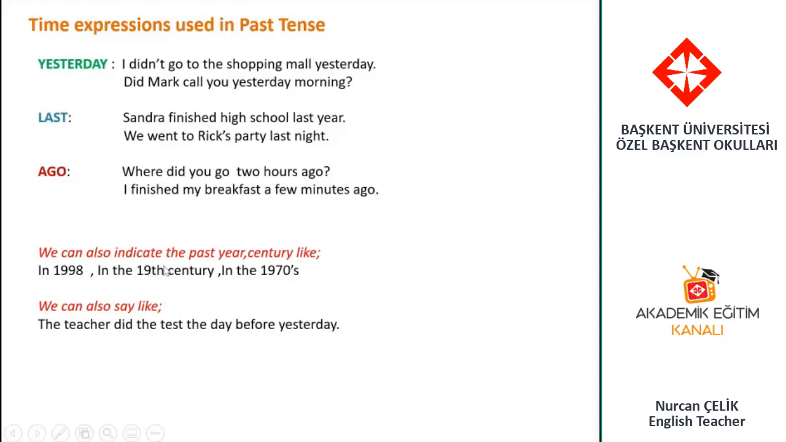We can also indicate the past year, century, like in 1998. This is a past year. In the 19th century, it's a past century. In the 1970s, we're talking about the 70s, the whole year, the whole time of the 70s. We can also say the teacher did the test the day before yesterday. We're talking about 2 days ago. We can use it like this, the day before yesterday, or 2 days ago.